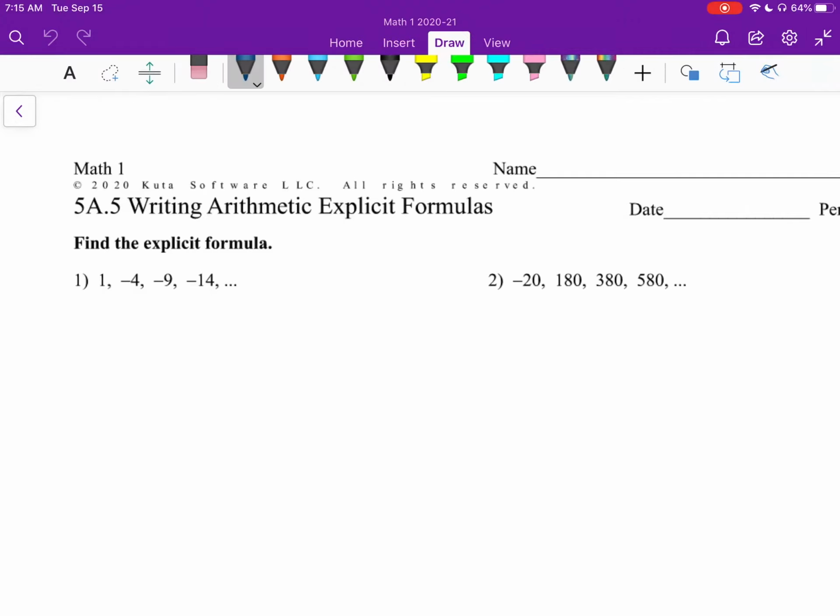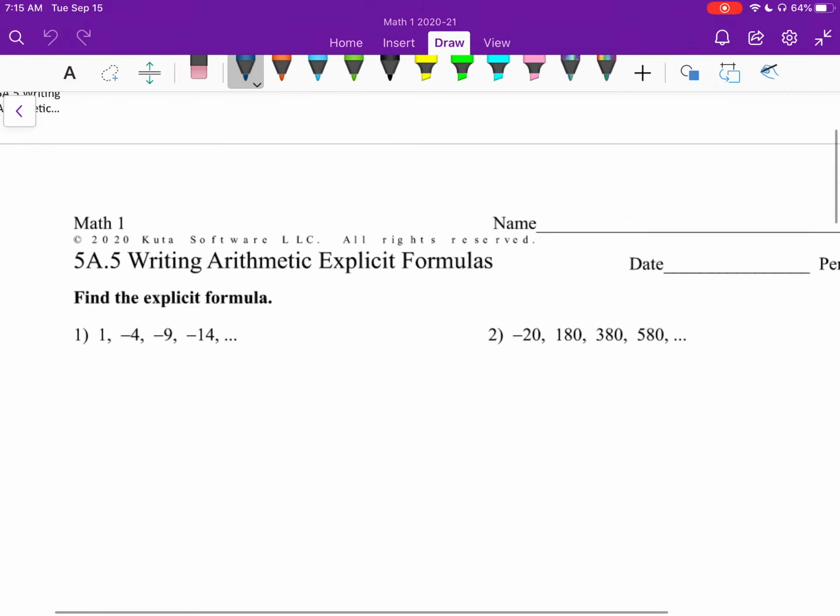Okay, Math 1, 5A.5, writing arithmetic explicit formulas. In the last one, we talked about recursive formulas, and a recursive formula looks something along the lines of a sub n equals a sub n minus 1 plus the common difference. Now this one here, we want it to be to where we could plug in and find a sub 100 really quick. We could find the 100th term without having to add.